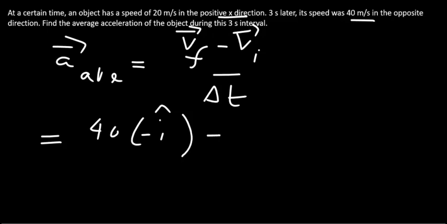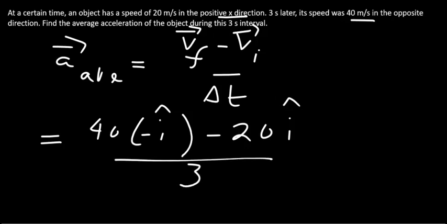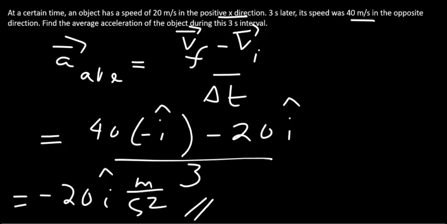The initial velocity is 20 i hat. The time interval is 3 seconds, which will give you minus 20 i hat meters per second squared.